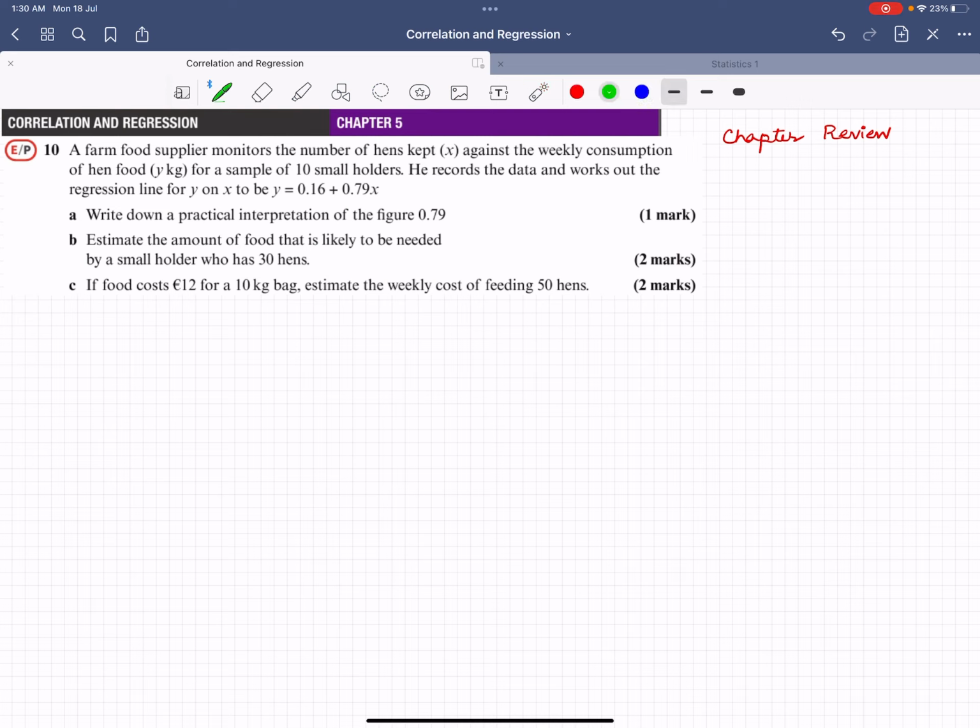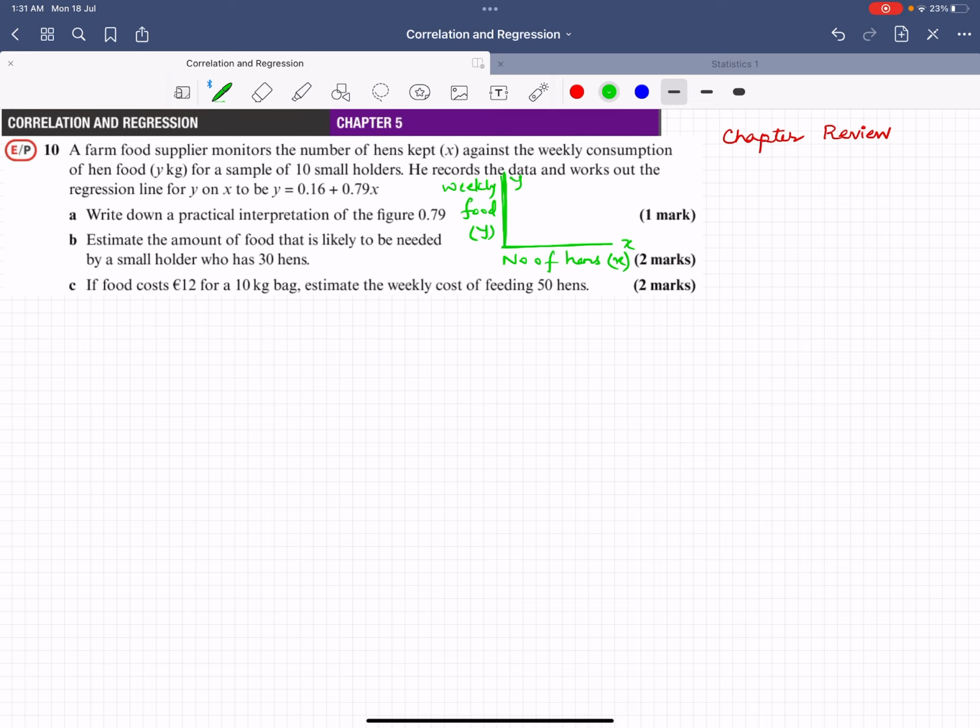So, we have a farm food supplier who records or monitors the number of hens kept against the weekly consumption. So, we have on the x-axis the number of hens kept, which is also denoted by the letter X in the question. And on the y-axis, we have the weekly food consumption by these hens. And that is also denoted by the letter Y.